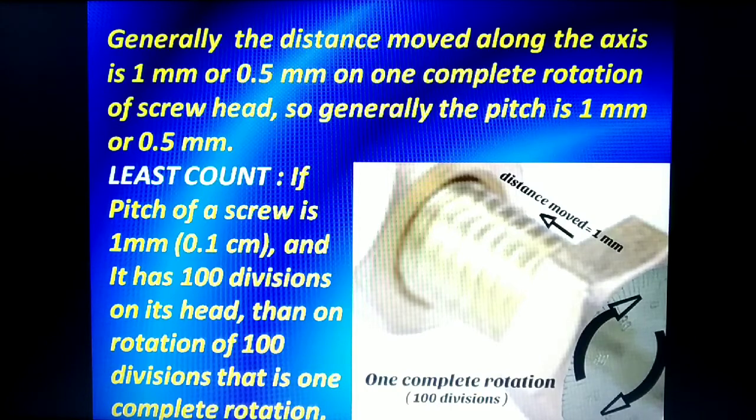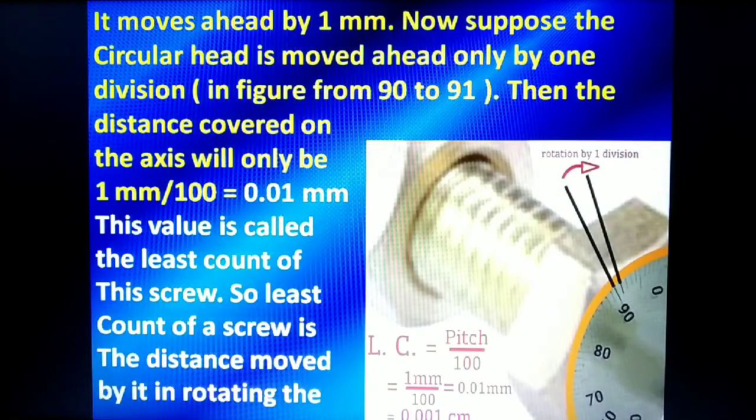Now let's come to least count. If pitch of a screw is 1 mm or 0.1 cm and it has 100 divisions on its head, then on rotation of 100 divisions, that is one complete rotation, it moves ahead by 1 mm. Now suppose the circular head is moved ahead only by one division. In the figure you can see from 90 to 91. Then the distance covered on the axis will only be 1 mm divided by 100. That is 0.01 mm. This value is called the least count of the screw.